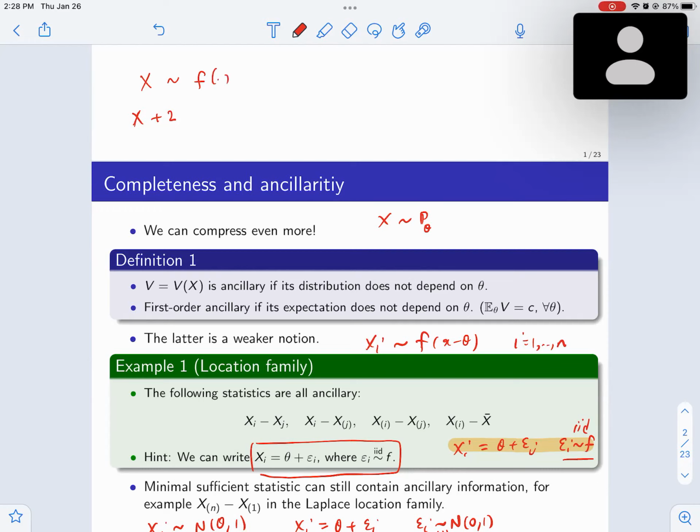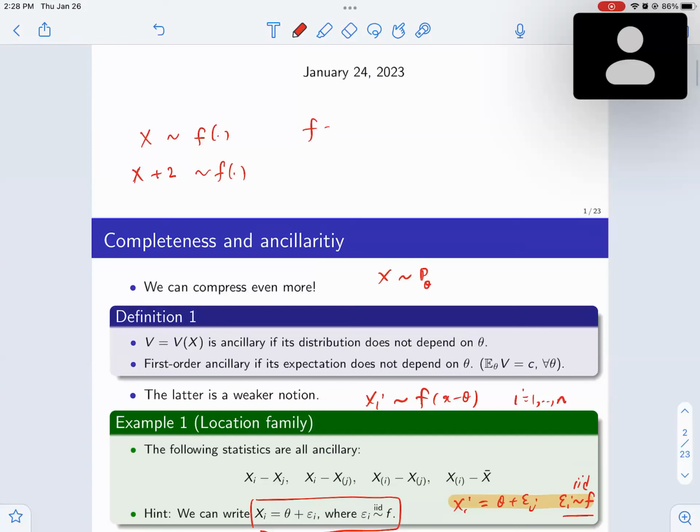So they just add, but still f. So for example, f could be the normal distribution, right? 1 over root 2 pi e to the negative x squared over 2. Then x plus 2: this guy is going to be centered around 0, and that guy is going to be centered around 2, so it can't have the same distribution, right? I'm going to write it as f of x, the function that maps x to f of x. So if this is the density of x, what is the density of x plus 2?